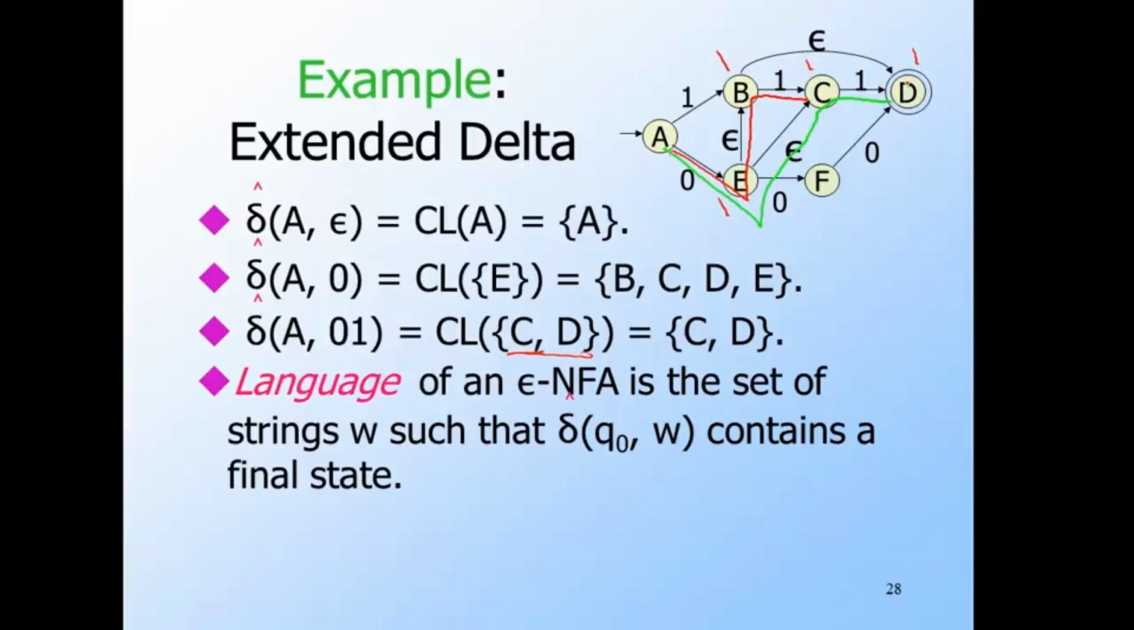Okay. Finally, the language of an epsilon NFA is defined in the expected way. For any string W, you compute the extended delta of the start state and that string W. And if any of the resulting set of states is a final state, you accept W, and if not, then not.